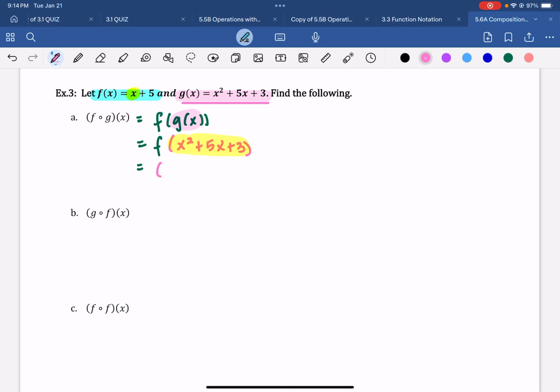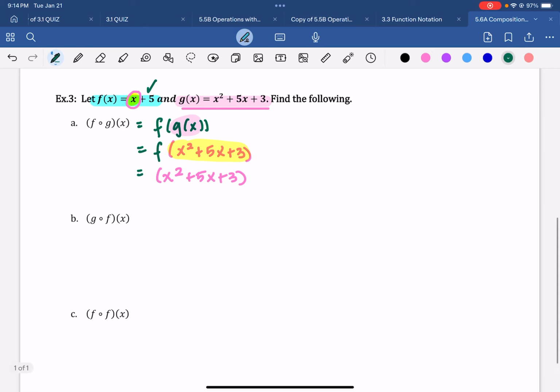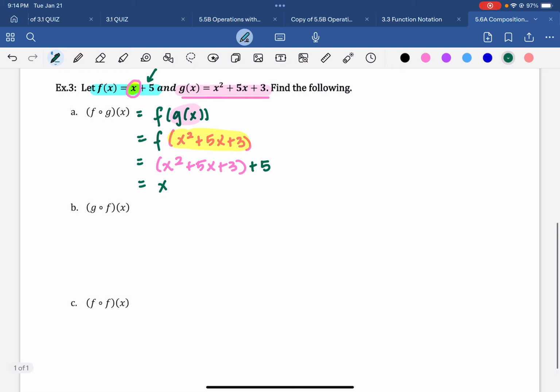So all of this, x squared plus 5x plus 3, is replacing this x. Outside of that, I still have this plus 5, so we're just going to add that on to the back. And finally, your answer is just that after you've combined like terms. So x squared plus 5x plus 8 is your f circle g of x, or your f of g of x. Okay, now we're going to go the other way.